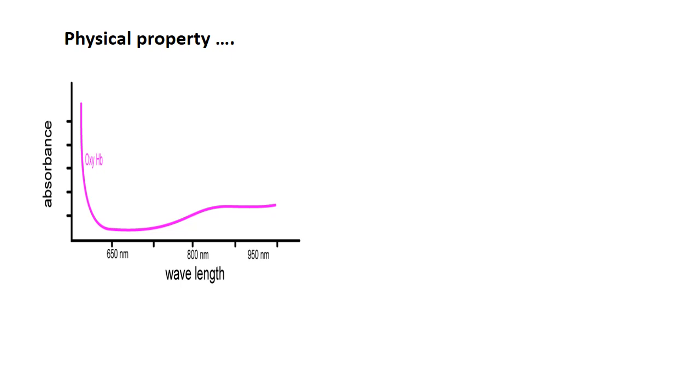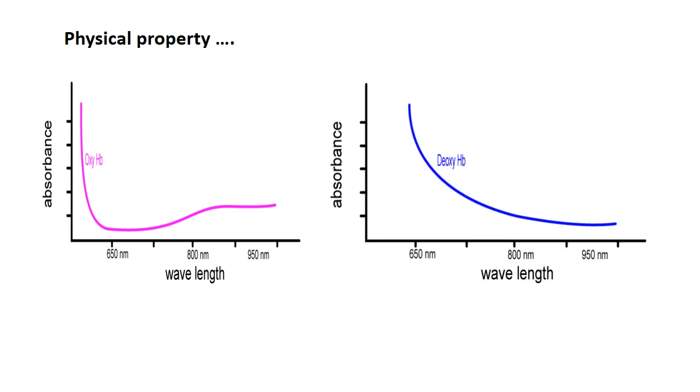Now, pulse oximetry actually uses the property that oxyhemoglobin and deoxyhemoglobin absorb light of different wavelengths in a specific way. This is the graph showing the absorption of oxyhemoglobin at different wavelengths. It shows that oxyhemoglobin does not absorb the same amount of light at different wavelengths. Again notice here, like oxyhemoglobin, deoxyhemoglobin absorbs different amounts of light at different wavelengths.